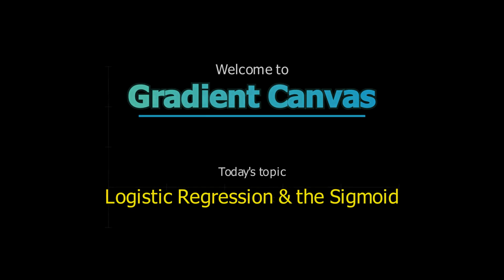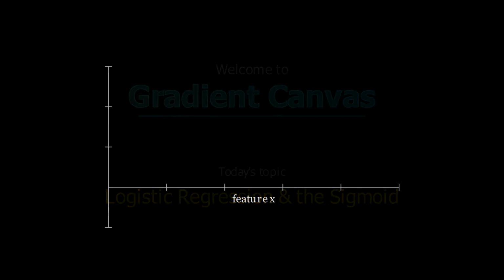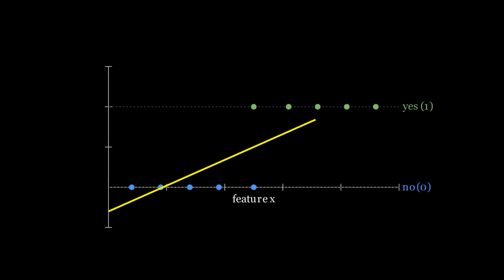Last time we fit a straight line to predict a number, but so many of the questions we actually care about aren't numbers, they're yes or no. Is this email spam? Will this patient test positive? Did the student pass? The honest answer to those isn't yes or no, it's a probability somewhere between 0 and 1. So here's the problem.